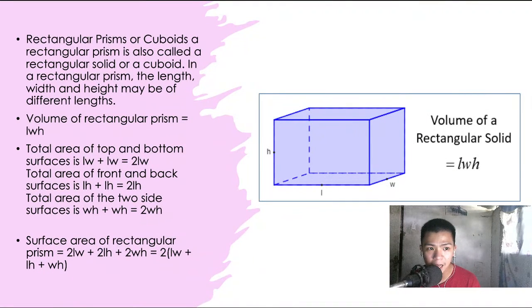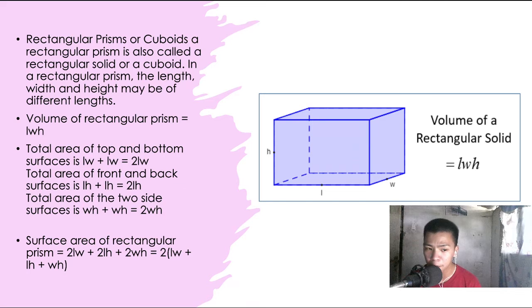The next slide is the rectangular prism or cuboid. A rectangular prism is also called a rectangular solid or a cuboid. In a rectangular prism, the length, the width, and the height may be of different lengths. So, the volume of a rectangular prism is LWH. The total area of the top and bottom surfaces is LW plus LW equals 2LW.